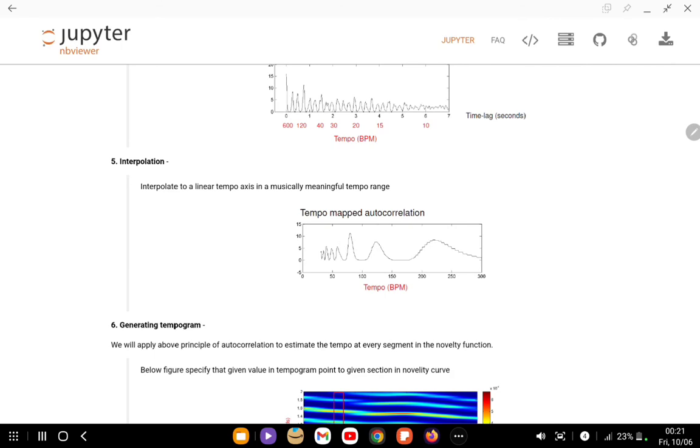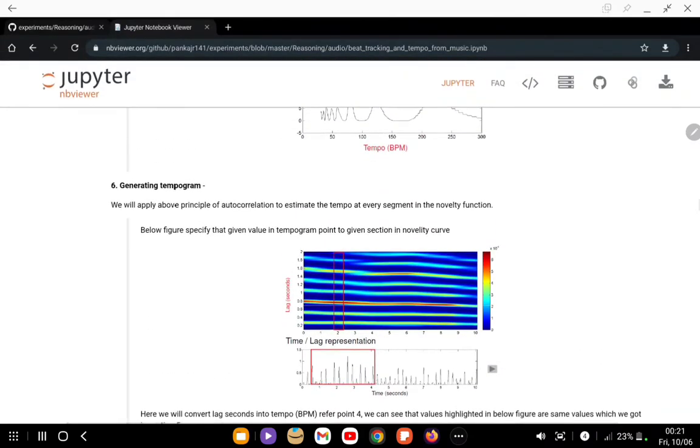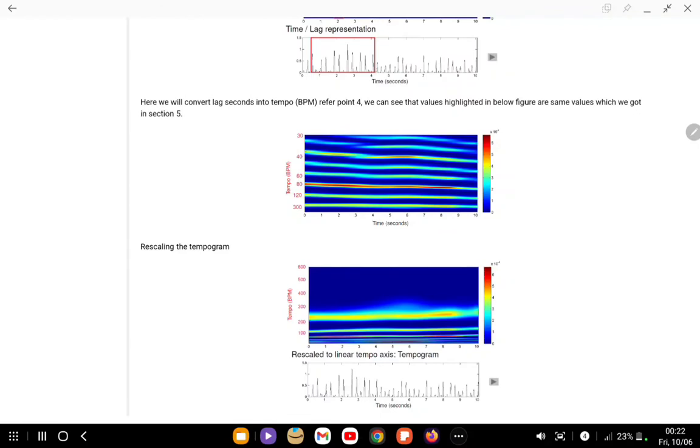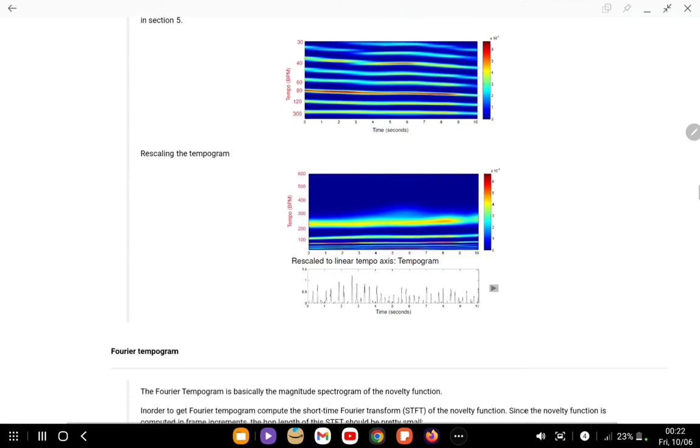So each peak is directly mapped to peaks here, and these are just a small region, and we have computed this graph multiple times, so we just tag them together, and that's how we obtained our tempogram graph based on autocorrelation. And when we rescale that to tempo in beats per minute, we got a graph like this. So yeah.